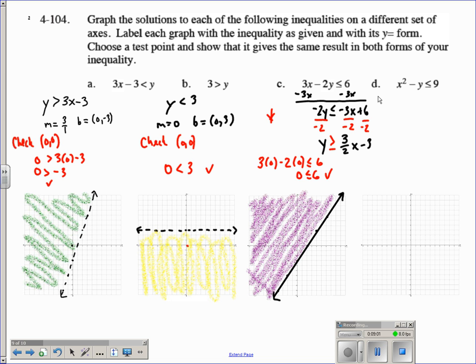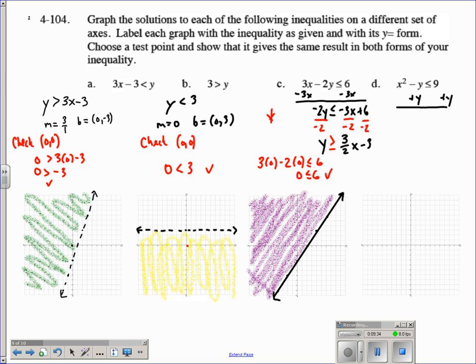Letter D. x squared minus y is less than or equal to 9. Last one for this problem. So in order to do this, I'm going to show you a different way on this one. Last time, on part C, we subtracted the 3x, and we had to get rid of the negative 2. So when we did that, we had to flip our inequality. For this one, let's do it a little differently. Instead of subtracting the x squared and then dividing by a negative, let's just go ahead and add y.